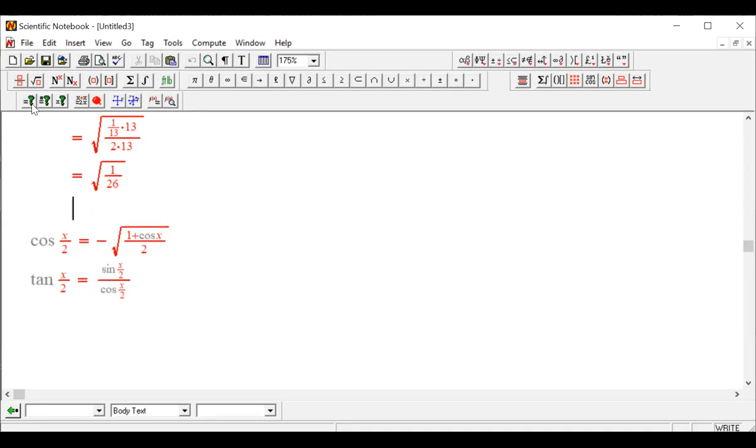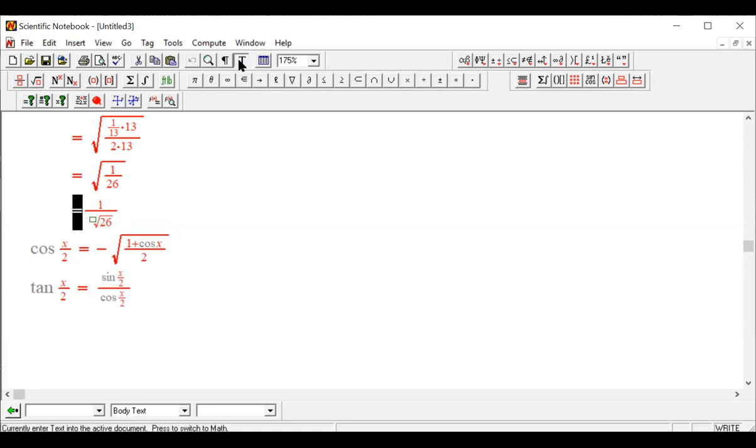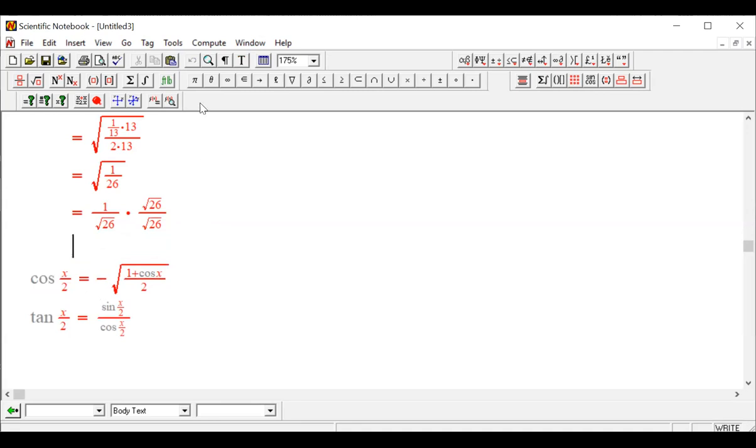Rationalize it coming up, right? So we have 1 over square root of 26. And how do we rationalize that? We just multiply by root 26 over root 26. There we go. We have root 26 over 26.